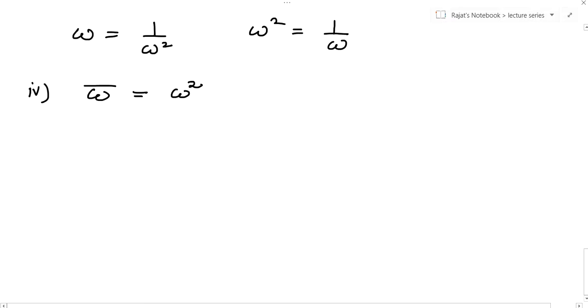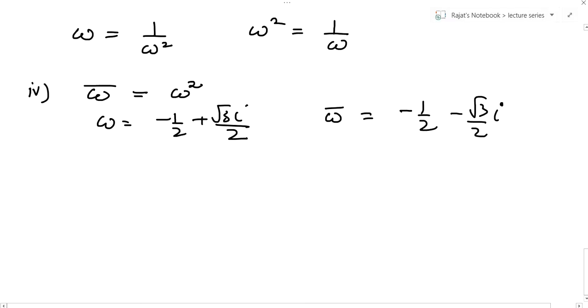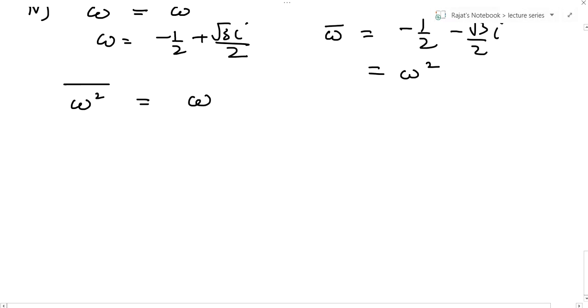The square of omega is the other cube root of 1, and now the conjugate of omega gives you omega square. So you can check also, omega was minus half plus root 3 iota upon 2. So conjugate of omega will be minus half minus root 3 iota upon 2. This is nothing but omega square. Similarly, conjugate of omega square will be omega. Okay, this is a very important property. Let's get to the next property.